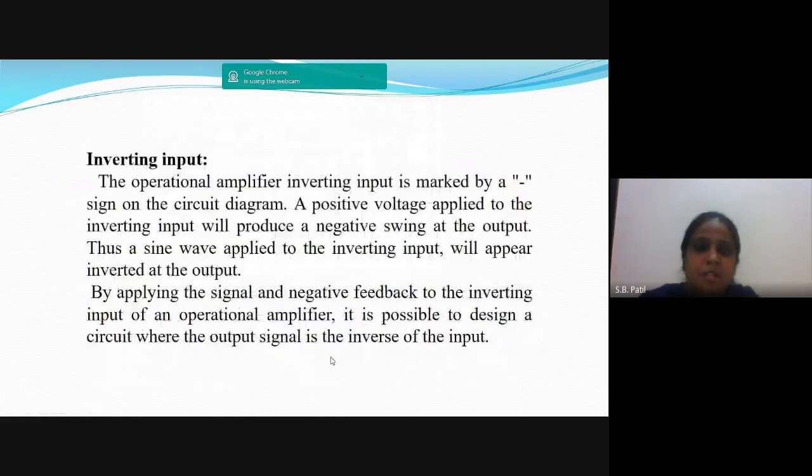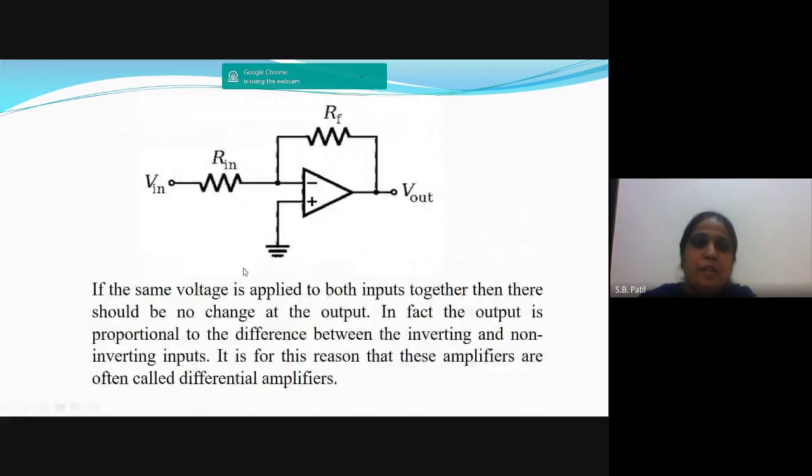This is a circuit diagram. Here the input voltage Vin is applied to the inverting terminal of an operational amplifier through an input resistor Rin. Here Rf is a feedback resistor, which is connected between the input and output, and the non-inverting terminal is connected to ground. Here is the output voltage Vout.